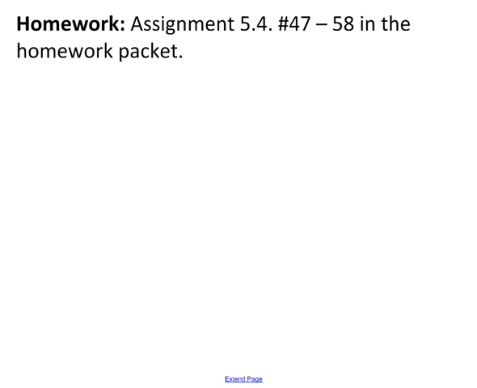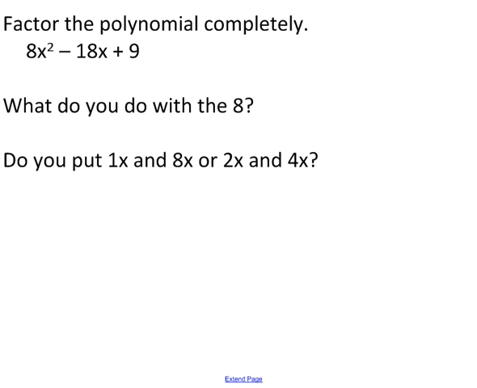So, here we are in 5.4, a couple of questions there in your homework packet that you can take a look at later on. So, looking at this guy here, 8x squared minus 18x plus 9. What are we going to do with that 8? Well, you got to think about what multiplies to make an 8. 1 and 8, 2 and 4. What multiplies to make a 9? You got 3 and 3 or 9 and 1. You start getting lots of different combinations that you're going to have to use.